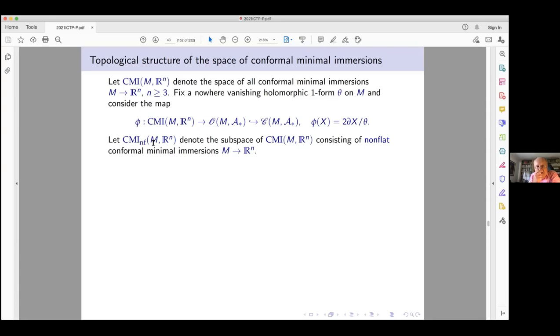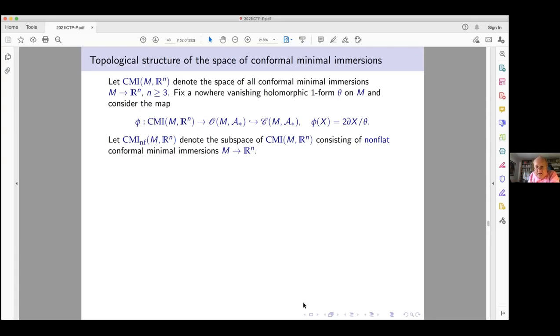Why am I considering this? It's for technical reasons. Flat ones are, first of all, not very interesting. And second of all, they give me technical troubles in the proofs. There seem to be some kind of singularities of this space. In fact, we have shown that if M is sufficiently simple, let's say a bordered Riemann surface, then this space actually has the structure of a Banach manifold, except that you have to remove the flat surfaces, which seem to be some kind of singular points of that Banach manifold.